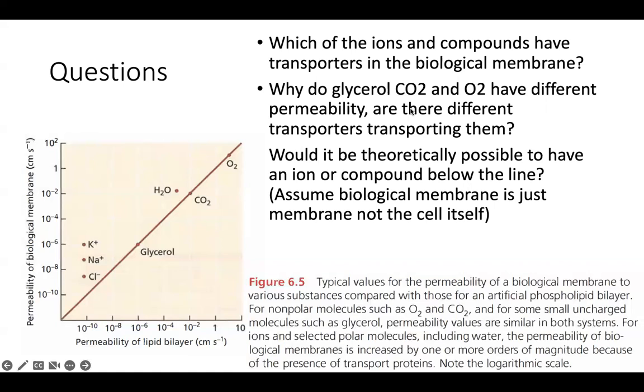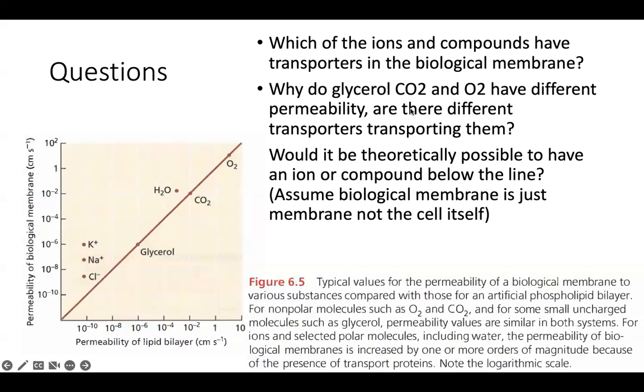Okay. So then the second question is, why do glycerol, carbon dioxide, and oxygen have different permeability? Are there different transporters transporting them? It can be about size, I think. Yes, probably it's not about transporters, because in both lipid bilayer and biological membrane the transport is the same, which means it's probably not about the transporter. We have the transporters in the biological membrane, but not in the lipid bilayer, but still they have the same speed, and they are different from each other. Therefore, it should maybe be about the charge, although they are uncharged. I think there is nothing completely uncharged. It should have a little bit of charge, and they should have a size and so on. Size differences.